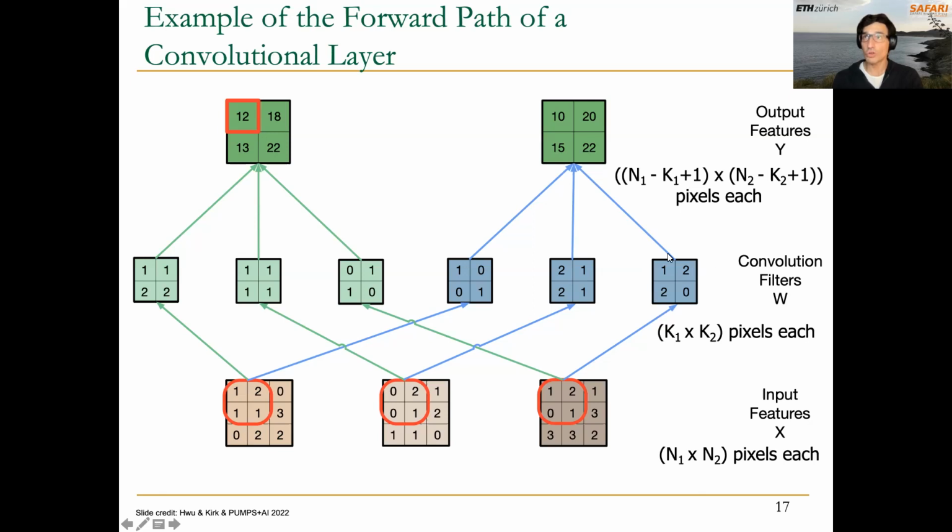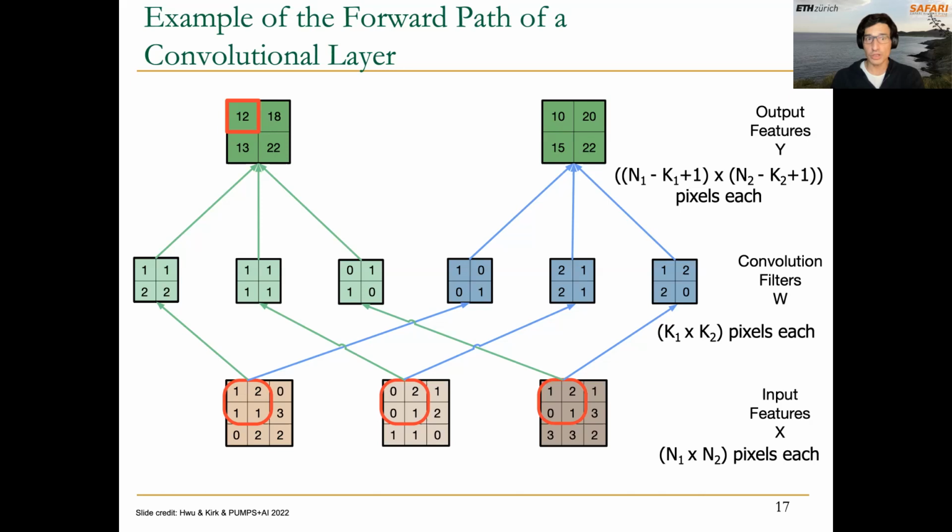By applying the convolution filters on the input feature maps, we obtain the output features. The size of the output feature maps is N1 minus K1 plus 1 times N2 minus K2 plus 1. Because in this particular example, N1 and N2 are equal to 3, and K1 and K2 are equal to 2, the final size of the output feature maps is 2 by 2, as you can see.